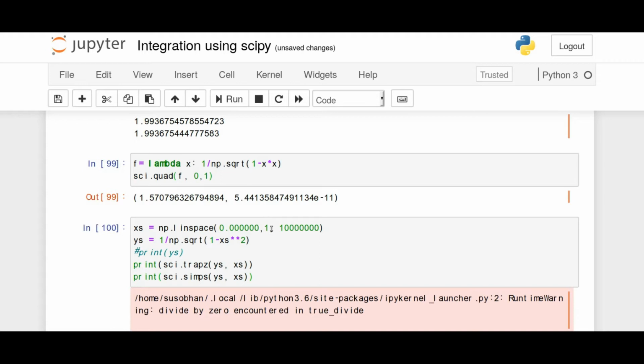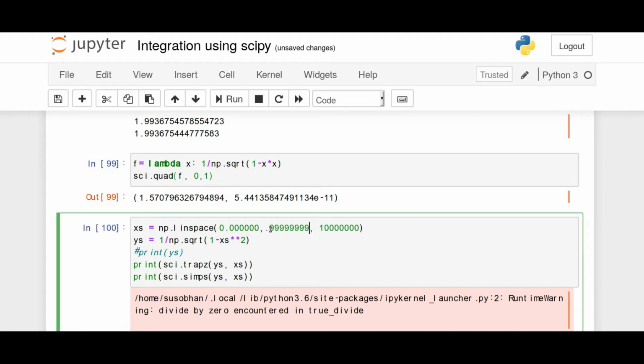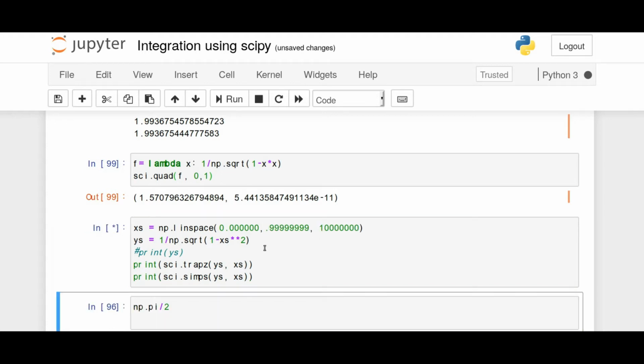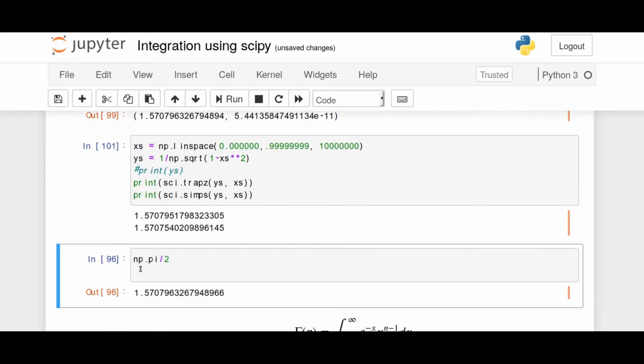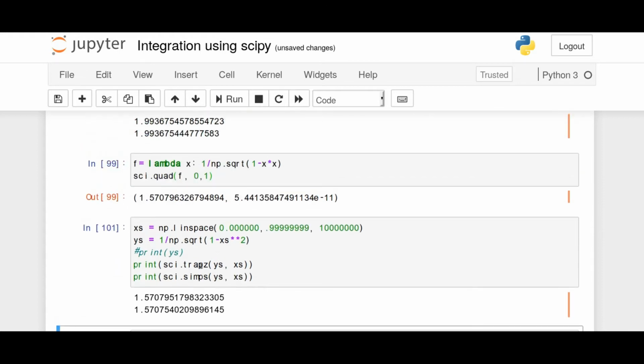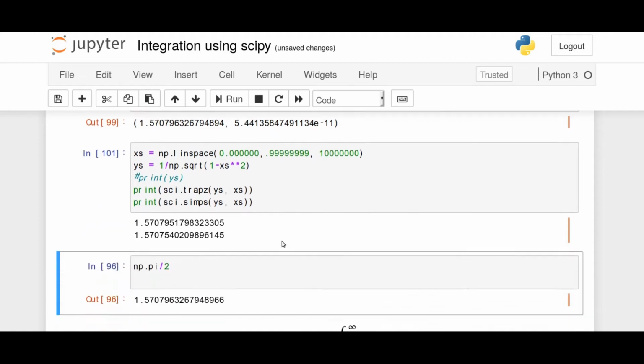There is a zero division error, and by making this adjustment, the result is something like 1.57, and you already know the result is pi by 2 in this case. So somehow you manage this by tweaking the boundary.